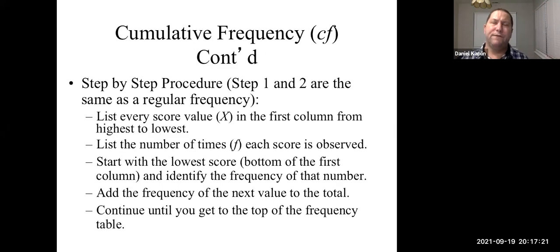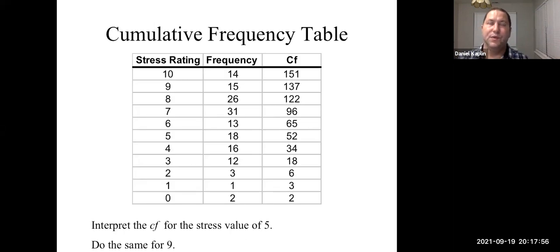So if I were to give you guidance, the step-by-step procedure would be as follows. List every score or every value for an X column. X represents a score. Then you start at the highest number and work your way down. And then you do your F column, which is your frequency column. And then you start at the bottom and add to it, working your way up. And you continue that process until you get to the top of the distribution.